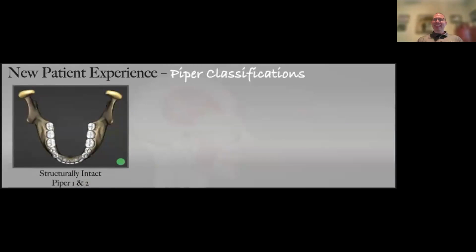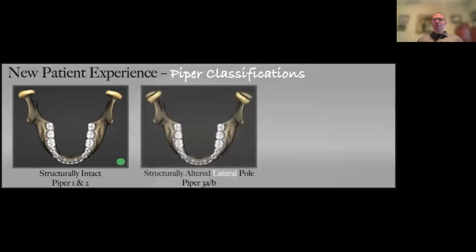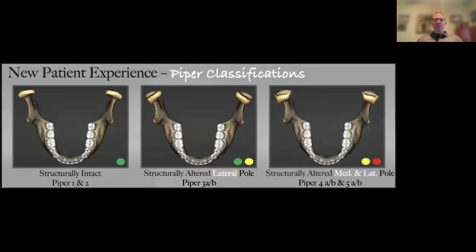If we have a structurally intact temporomandibular joint, your Piper 1 or 2, that's where you have protection of the disc on top of the condyle in any position of the mandible, whether it's in the seated position or in a translated position. You can have a structurally altered joint on the lateral pole, which is more of a moderate risk. You're still getting some protection of the articular cartilage, and in the young adolescent, the growth center, which is sitting on top of the condyle. The ones that are high risk are your structurally altered at your medial and lateral pole, your Piper 4s and 5s, because those have a higher probability of not having protection of the growth center sitting on top of it.